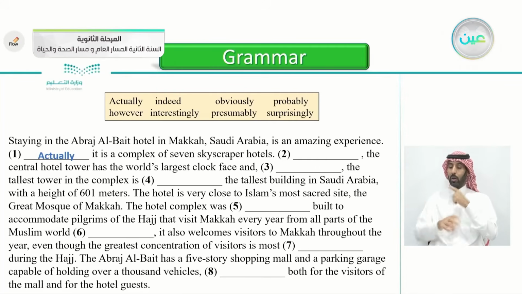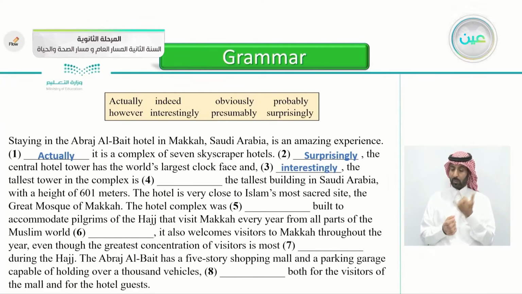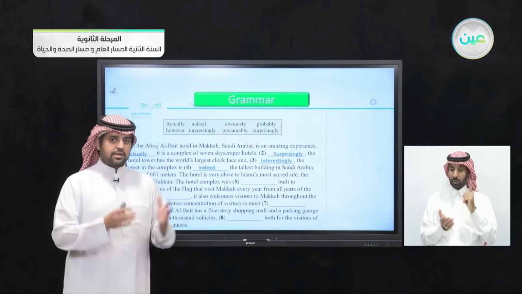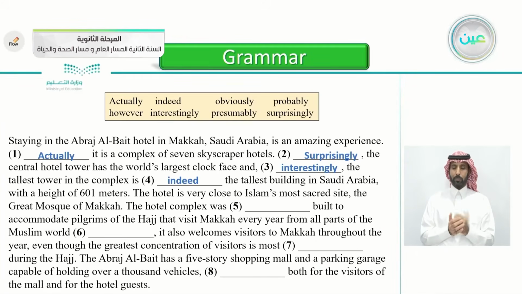Number 2, the central hotel tower has the world's largest clock face. So number 2 is very good. Surprisingly, from the word itself, surprise, you are surprised here. Surprisingly, the central hotel tower has the world's largest clock face. And 3, the tallest tower in the complex. Interestingly, the tallest tower in the complex is very good. Indeed, the tallest building in Saudi Arabia. So indeed, you say it when you are sure of something.